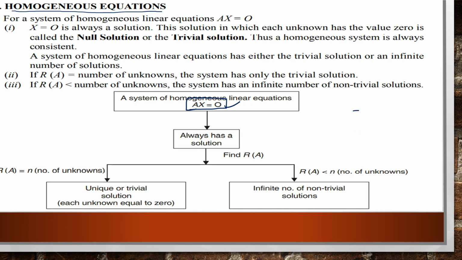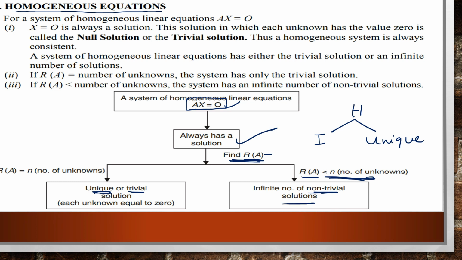So in case of homogeneous linear equations, you may have infinite solution or unique solution. Okay, so what are the conditions? So it always has a solution. Find rank. If rank is equal to the number of unknowns, like you can see here on this side, then you will have unique or trivial solution. Unique means only one, and one solution we already know, zero solution. But if rank is less than the number of unknowns, then you will have non-trivial solution. Non-trivial means infinite number of solutions. Okay, these are some points.